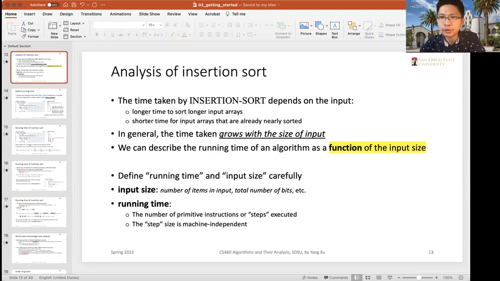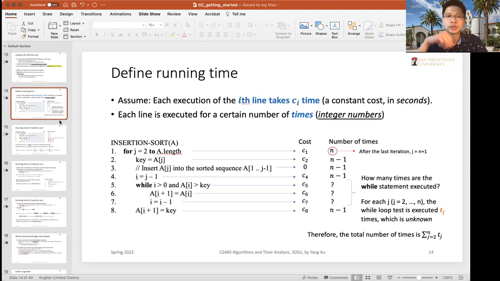So last time we stopped here, where we introduced a way to analyze the running time of the insertion sort algorithm. Basically, we assume that if a line of code is executed once, it costs a constant amount of time. And the second step of the analysis is to estimate the number of execution times. This is the quantity we need to decide in order to compute the final running time of the algorithm.